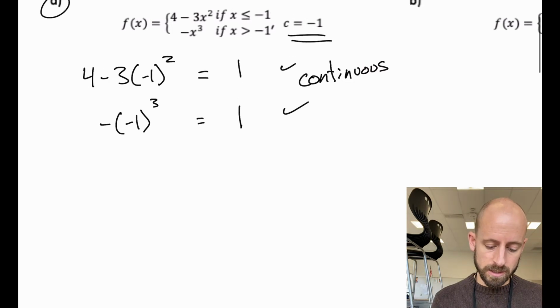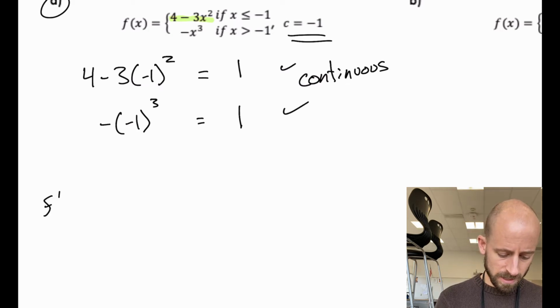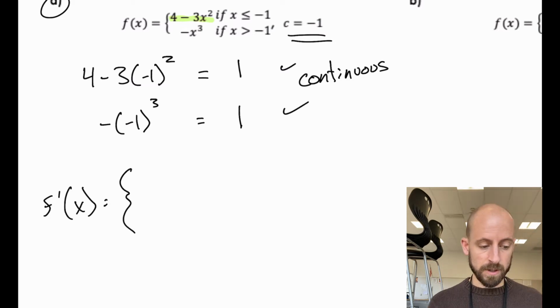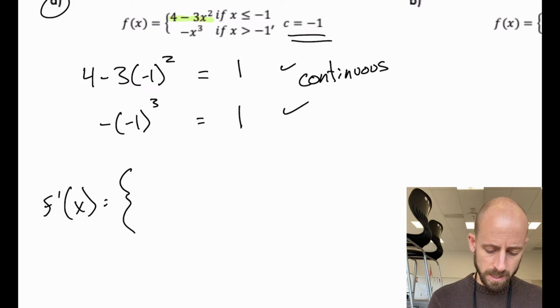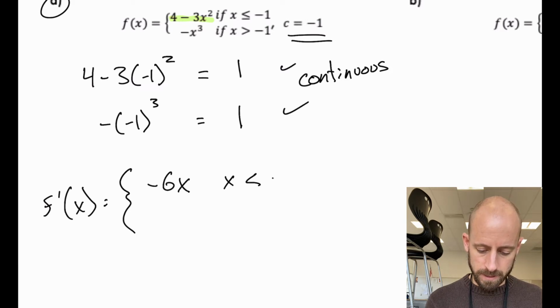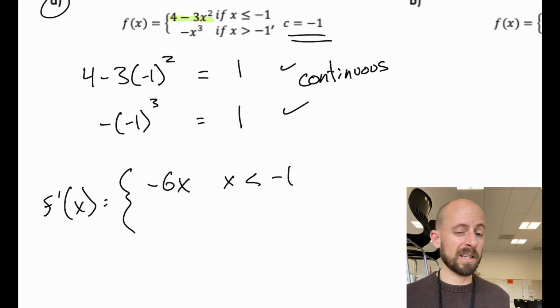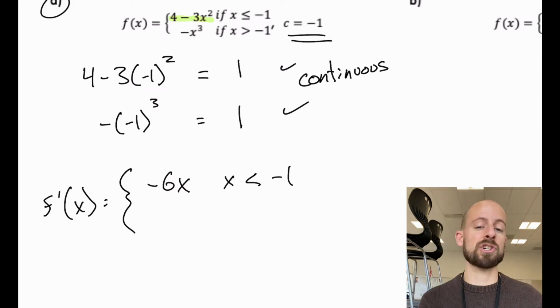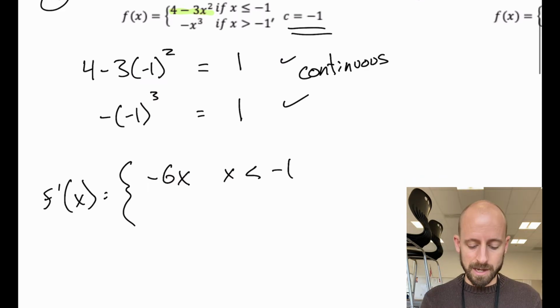So what I'm going to do is take the derivative of this top piece here. Think about it this way, f prime of x, the derivative is going to be, let's see, the power rule, so bring down the 2, so -6x if x is less than -1. And I'm going to put less than, I'm not going to put equal to because I'm not really sure about this yet. This is just kind of like a little guess here.